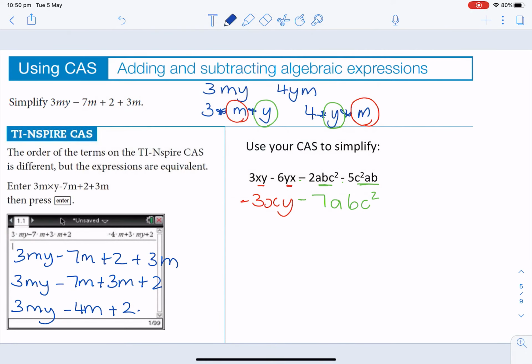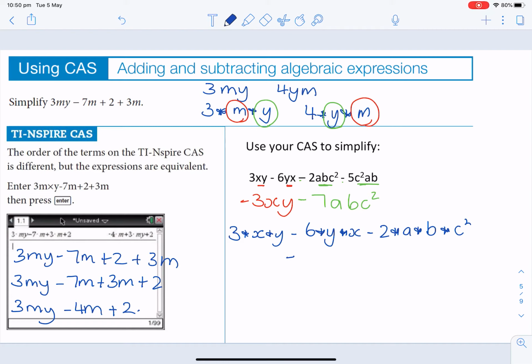If I was to put this into the CAS, however, I would put in 3 times x times y minus 6 times y times x, subtract 2 times a times b times c squared. Now, when you're pressing the squared button, there's a little x to the power of 2. That will automatically give you a squared. Easiest way to use the to the power of 2 indice. Otherwise, if it's to the power of 3, you use a little hat to the left of it and then add your power from that.